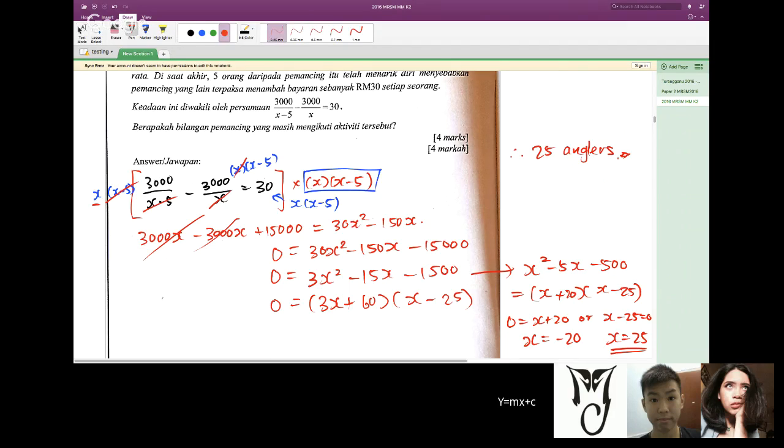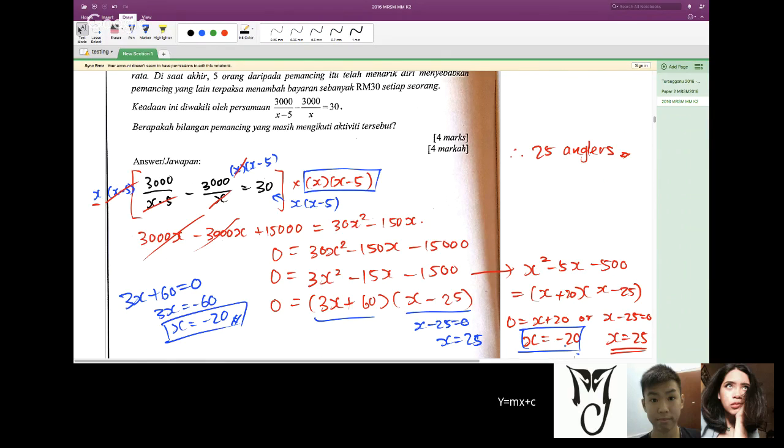All right, so you might wonder, if you didn't simplify, can you get the same answer? Yes, you do. So this one is x minus 25 equals 0, x equals 25. But for this one, 3x plus 60 equals 0, so 3x equals negative 60. I mean, x is still equal to negative 20. So you find that even if you simplify or you don't simplify, you will still get the same answer. Okay, this is what I'm trying to say.